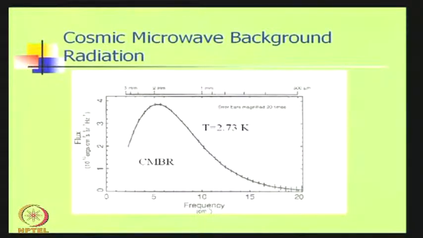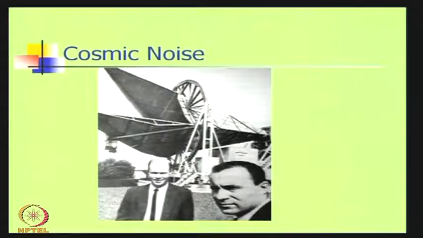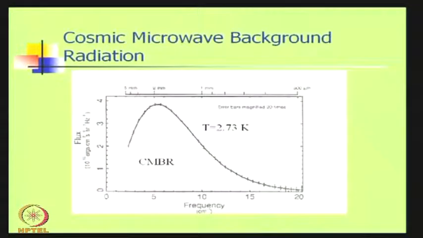These are very pathfinding works in cosmology. Both Penzias and Wilson received the Nobel Prize for this discovery, and John Mather, who was the leader of the team that measured the spectrum, also received the Nobel Prize quite recently, in 2006 if I am correct.